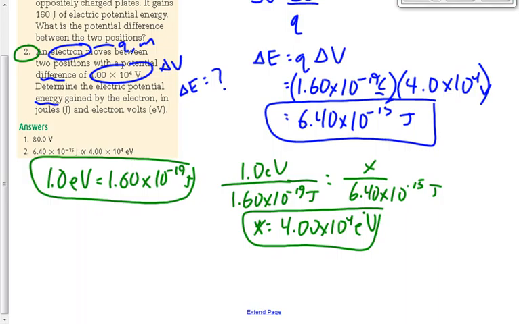So be able to convert from joules to electron volts, because it's not always going to be the same as the electric potential difference. You got that? How do we do the conversion? Set up a ratio. 1 to 1.6, that left side is always going to look the same, equals x to 6.4. Good?